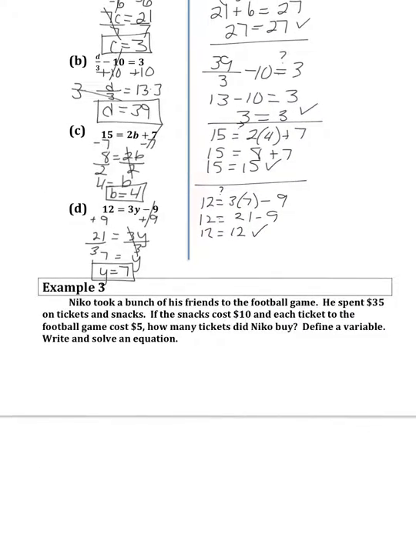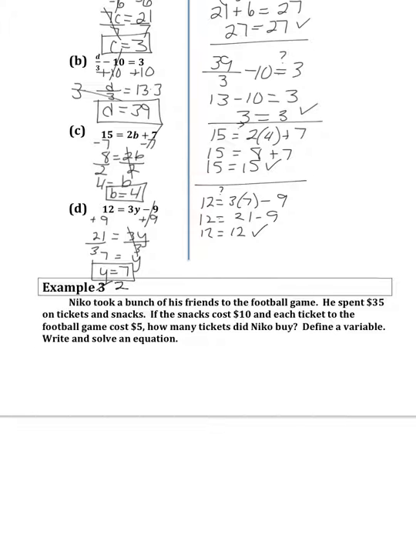which should say 2, I apologize. Cross that out. It says Nico took a bunch of his friends to the football game. He spent $35 on tickets and snacks. If the snacks cost $10 and each ticket to the football game costs $5, how many tickets did Nico buy? Define a variable, write, and solve an equation.